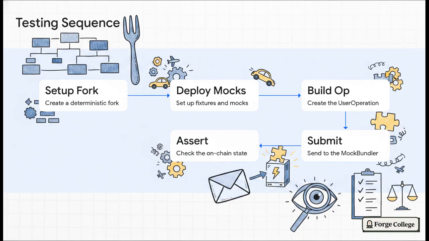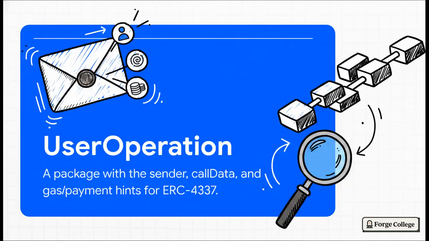And finally, we assert the expected on-chain state. We're basically looking the code right in the eye and saying, did you do exactly what you promised you would do? Now, I know I just threw a term at you there, so let's define it before we get lost in the weeds. A user operation is simply a package.